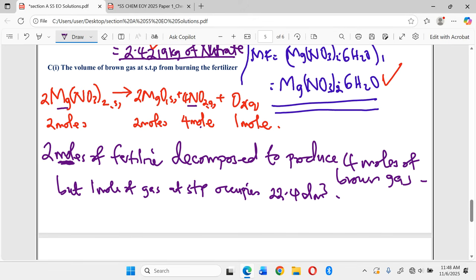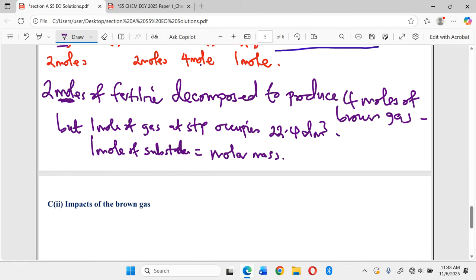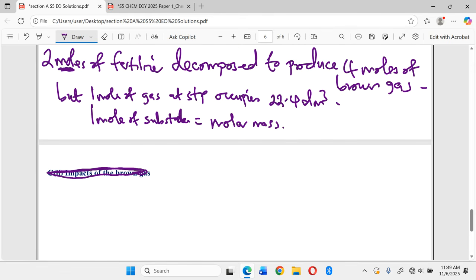Also if we put it in terms of mass, we have already calculated for magnesium nitrate. 1 mole of a substance is equal to its molar mass. So what does it imply? It implies that if we have 2 moles of the fertilizer, we get the mass of the fertilizer, which is magnesium nitrate.